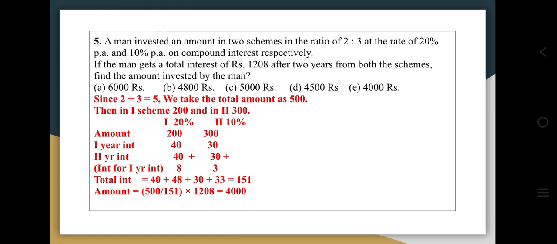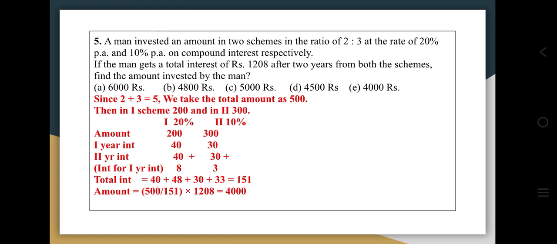Now we calculate the compound interest for 200 in the first scheme at the 20% interest rate. So the amount is 200, interest rate is 20%. 20% means for 100 the interest is 20 for 1 year. So the first year interest for 200 is 2 into 20, that is 40.